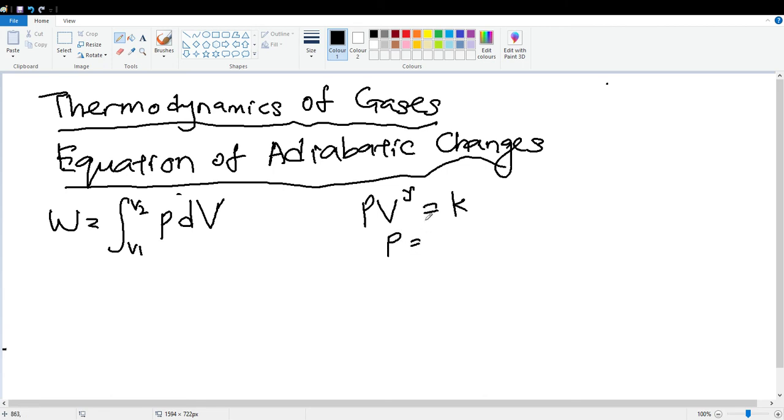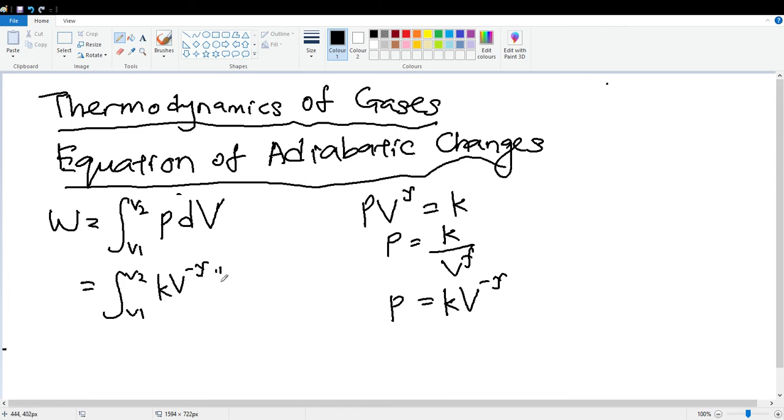I just move this volume to the other side. So what I get is basically K over V to the power of gamma. So my P is actually equal to K V to the negative gamma. So I can directly substitute this into this equation. So the integral from V1 to V2 is equal to K V to the negative gamma dV.